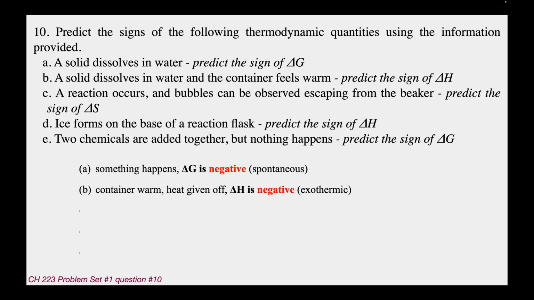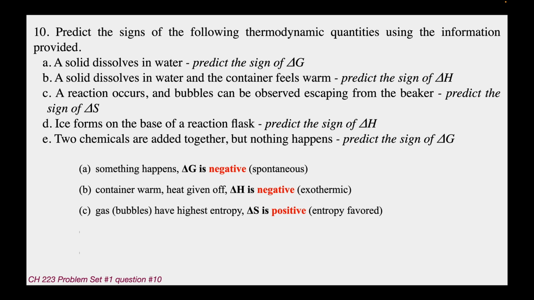Predict the sign of delta S. Okay, the key thing here about this problem is bubbles, because if you recall, for entropy, the entropy of gases is always greater than the entropy of liquids, and the entropy of liquids is always greater than the entropy of solids. So if you see bubbles form, that totally means that delta S is going to be a positive number. The entropy of your system is increasing. Bubbles mean that entropy is happy. That's basically what it comes down to.